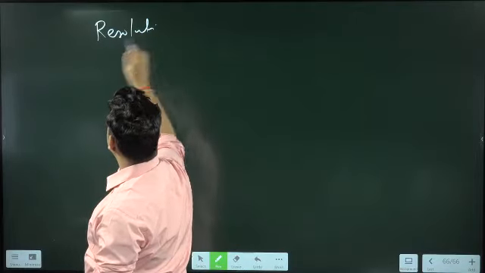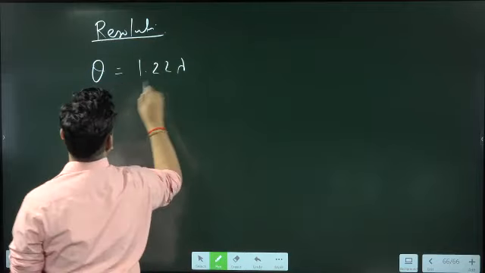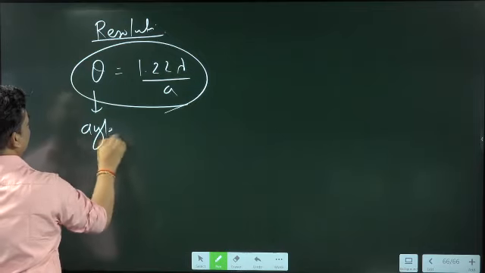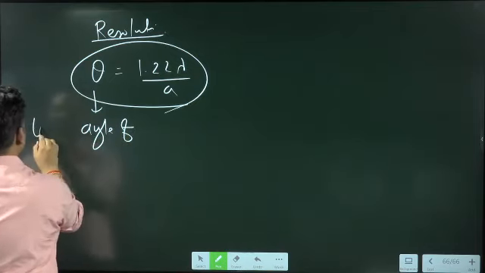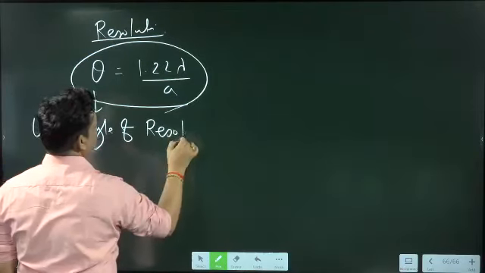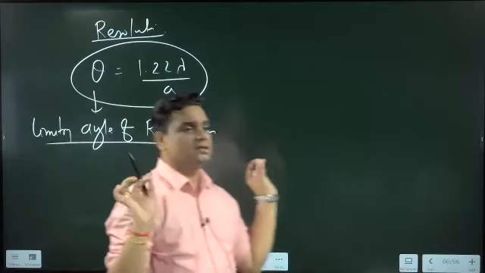Now, for the resolution, you have to remember the formula. Okay, your theta is 1.22 lambda by a for all. Theta is known as your angle of resolution. Limiting angle of resolution, it is the same for all. 1.22 lambda by a, anything, it is the same.